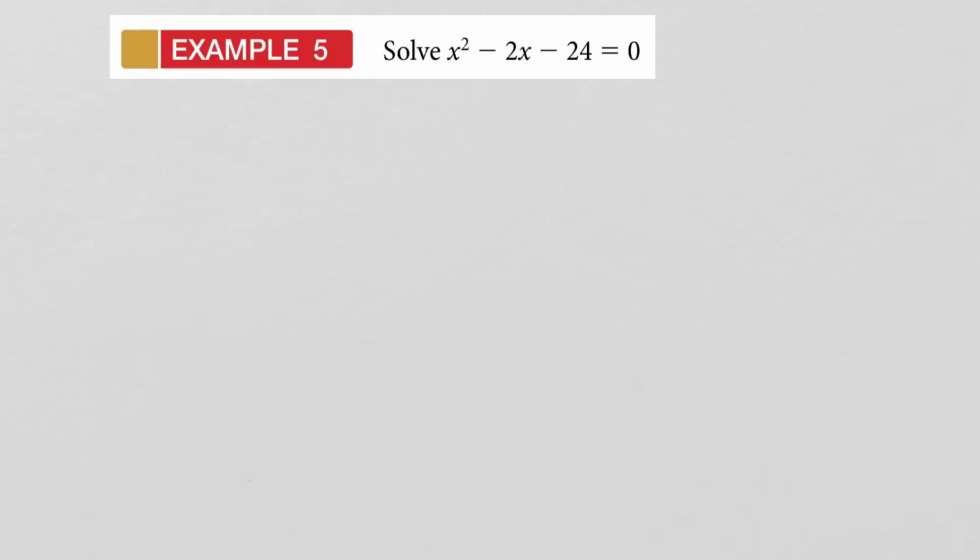So let's solve our first example here of a quadratic equation. X squared minus 2x minus 24 is equal to 0.